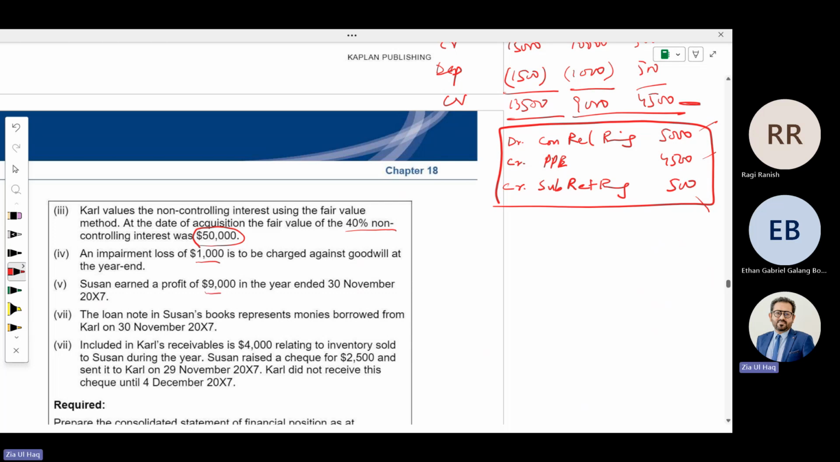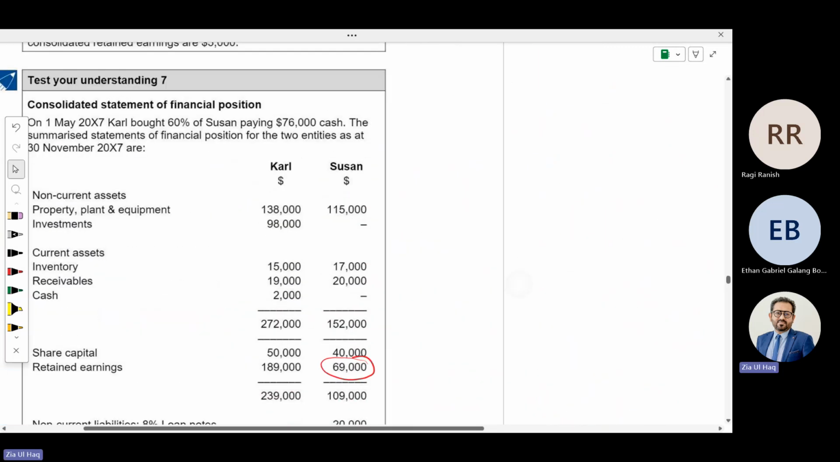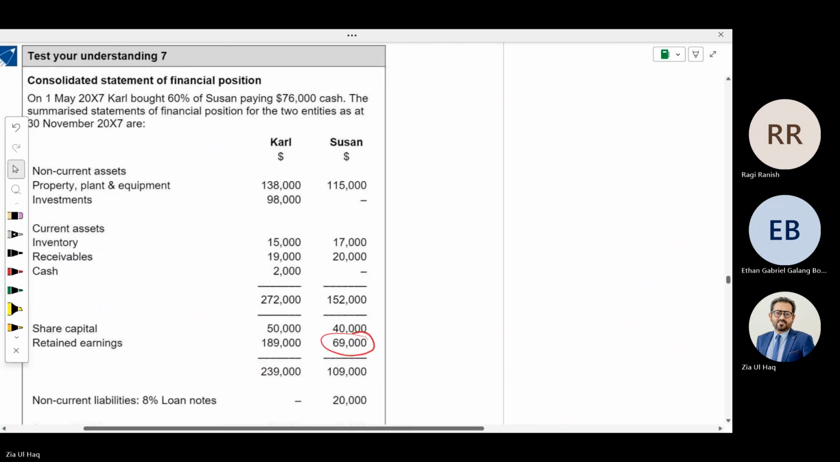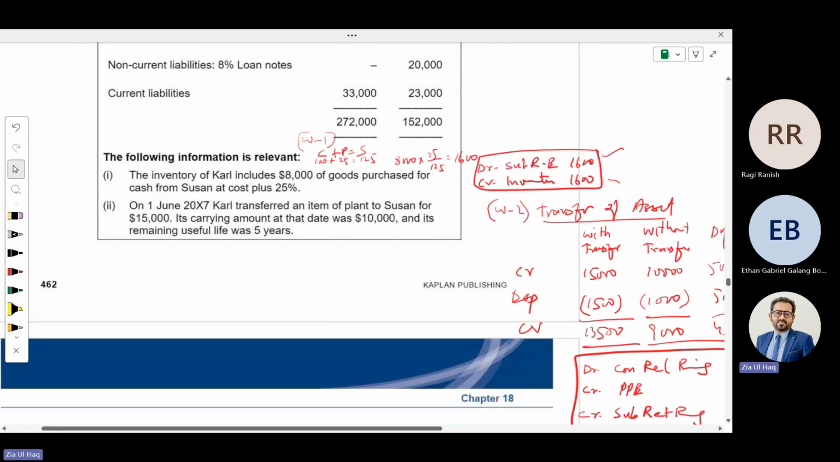Susan earned profit of 9,000 in the year. Subsidiary year end profit is what? 9,000. When did you buy the subsidiary? First May. Your year end is what? Yes, 30th November. How many months? May till November, how many months? Seven. It means we need to consolidate 7 months of this profit. Okay, let's see.